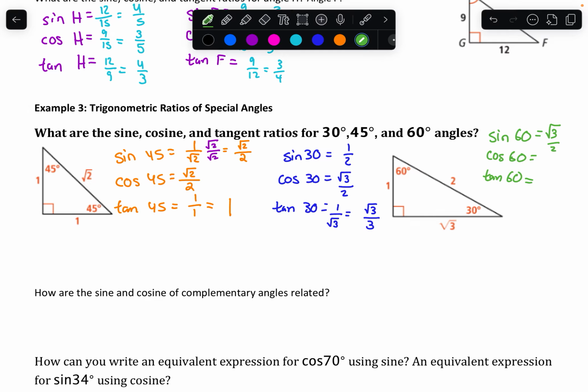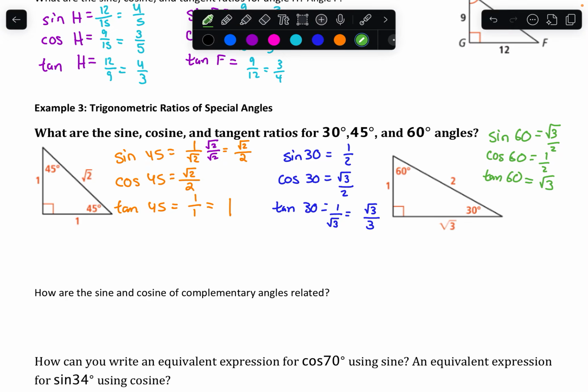And if I stand there and I try and find adjacent over hypotenuse, I've got 1/2. And if I go to the tangent of 60 and I try to find opposite over adjacent, I have the square root of 3 over 1, which is just the square root of 3. So those are the exact values instead of decimals for my most common sine, cosine, and tangent.